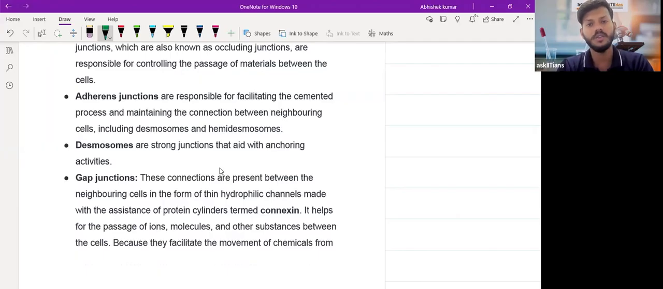Desmosomes are strong junctions that aid with anchoring activities, and gap junctions are the junctions present between neighboring cells in the form of thin hydrophilic channels made with the assistance of protein cylinders known as connexins. Okay, protein cylinders known as connexins, and it helps in the passage of ions, molecules, and other substances between the cells.